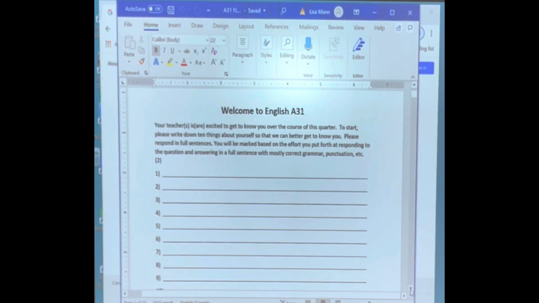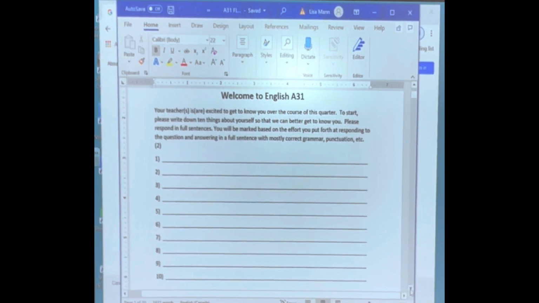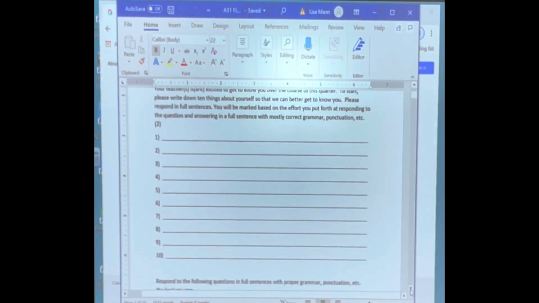For example, you could put, I like to swim. I like to read in my free time. I am a grade 12 student looking to go off to post-secondary education afterward. Something like that. Tell me anything you want. You do need to write 10 things.